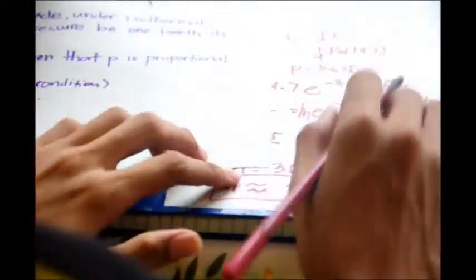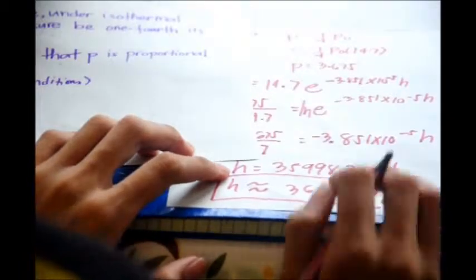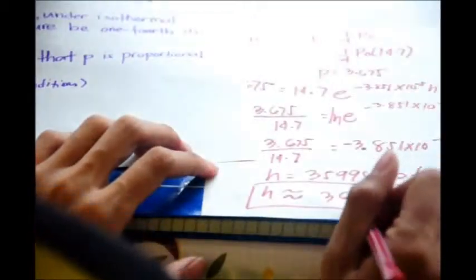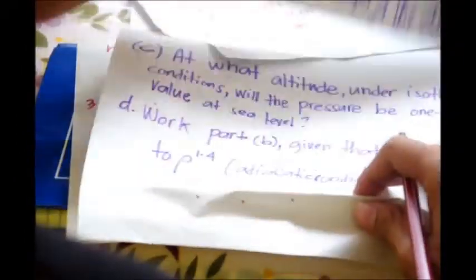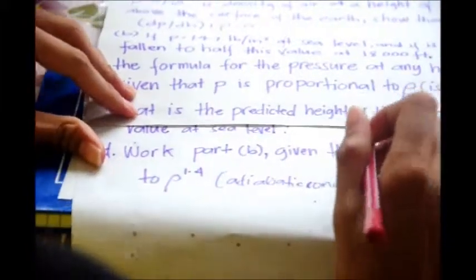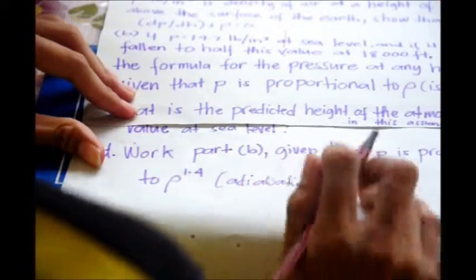So this is now the altitude under isothermal conditions at which the pressure is 1/4 of that at sea level. So 36,000 feet is the answer. Now for letter D, work part B, given that P is proportional to rho raised to the 1/4 in adiabatic conditions.